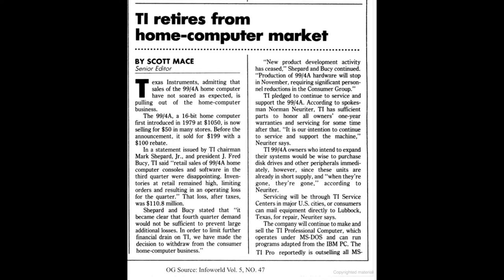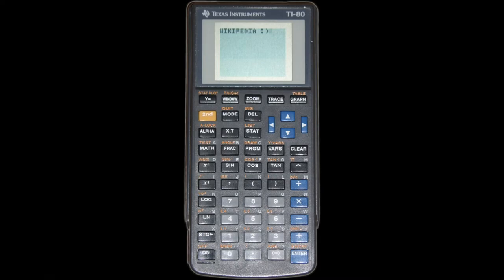Now, I'm not sure if the loss was specifically from the 4A or if other factors led to it. There's a little bit of conflicting information out there, so I don't know the complete answer. But anyway, because of this, TI discontinued the 4A in 1984, though they still supported retailers that had units left to sell, as well as end users. They didn't want to upset retailers because they had other TI products out there, such as calculators.